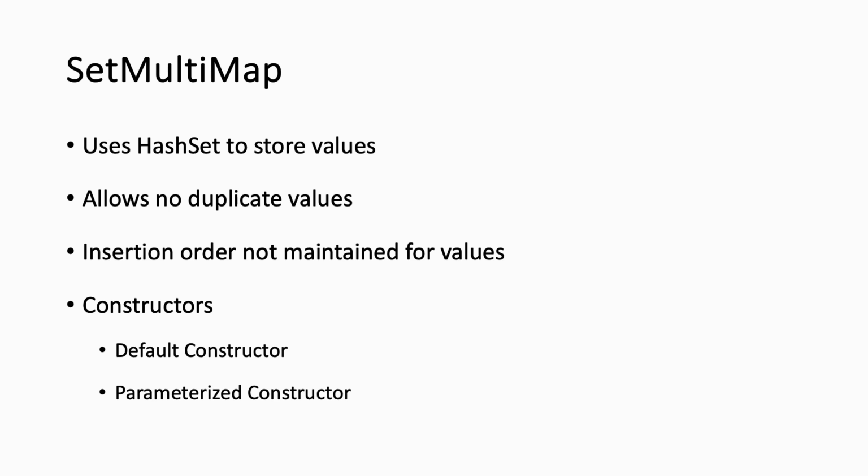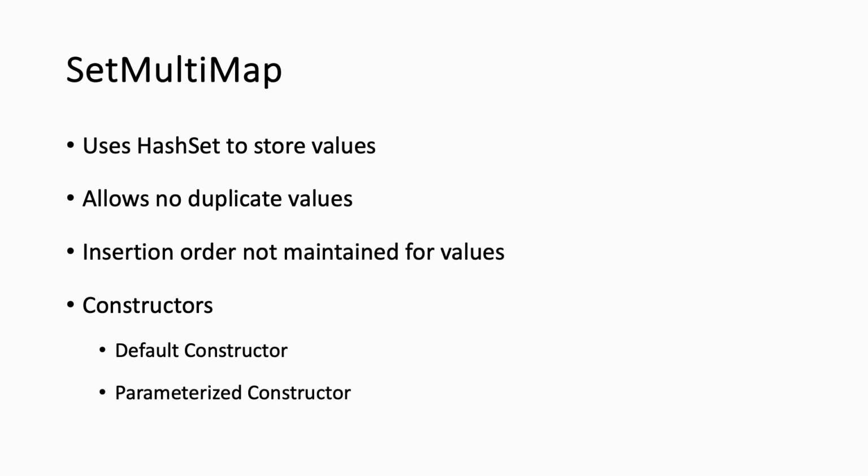Next, we will discuss the SetMultiMap class, which extends the AbstractMultiMap class and implements the MultiMap interface. The SetMultiMap uses a hash set to store the values. Hence, it does not allow us to store duplicate values associated with a single key. The insertion order of the values is not maintained.